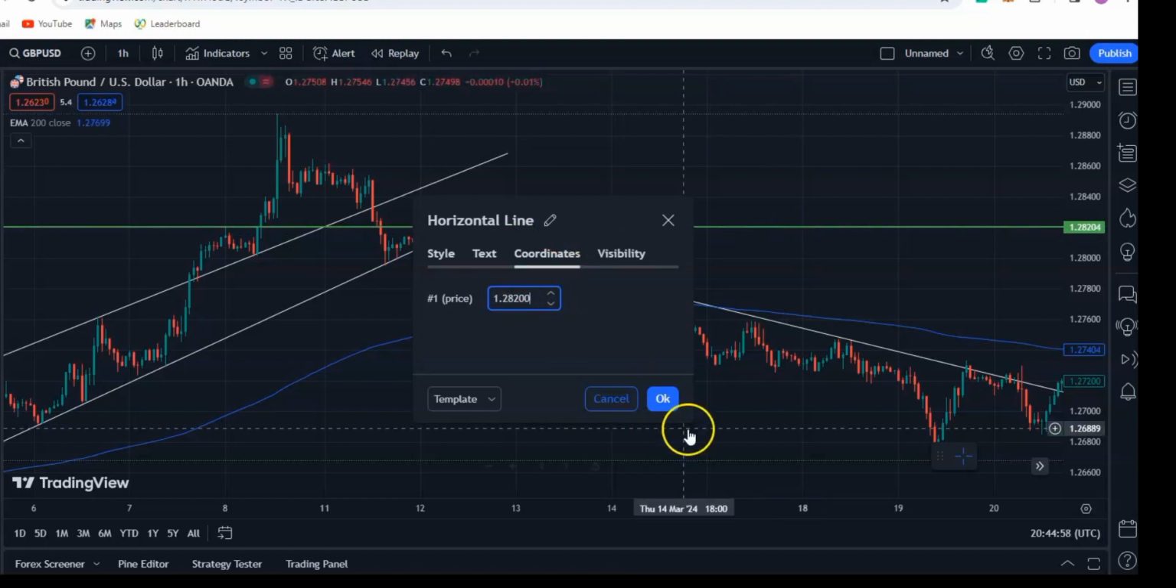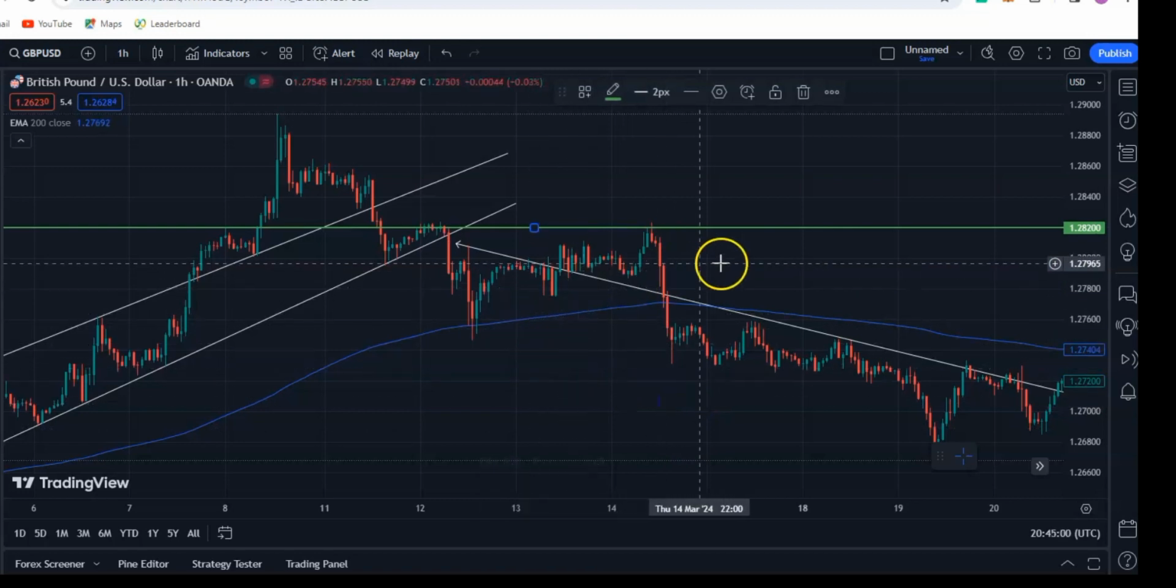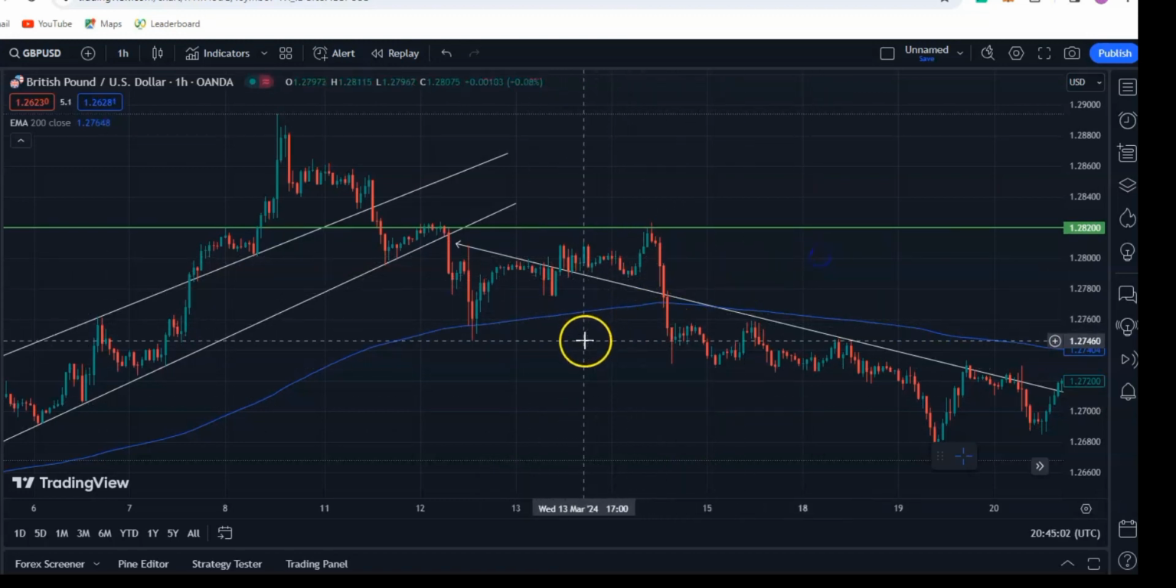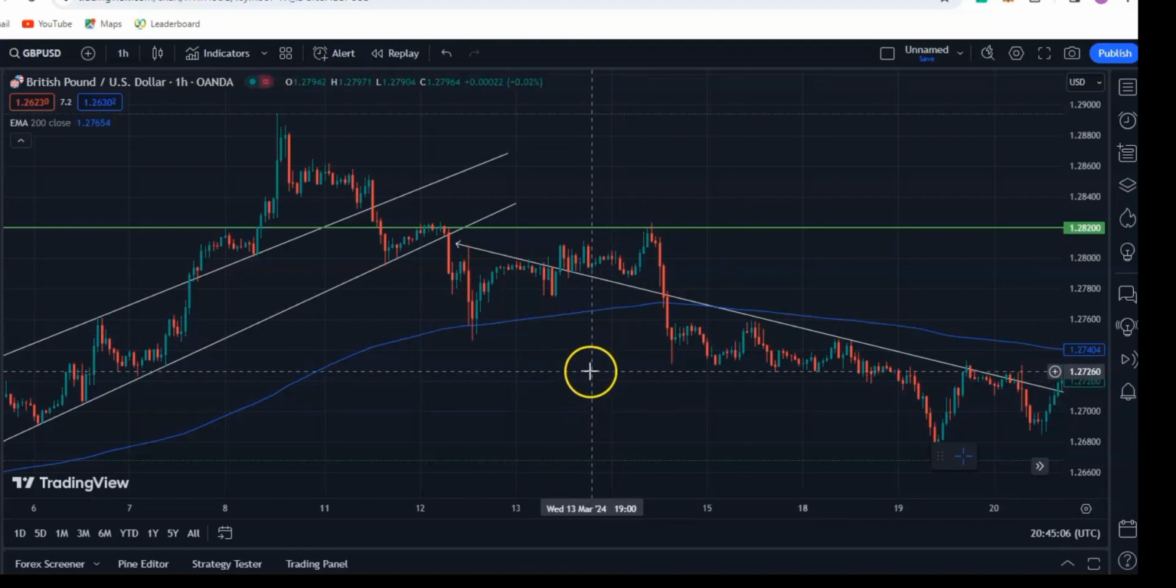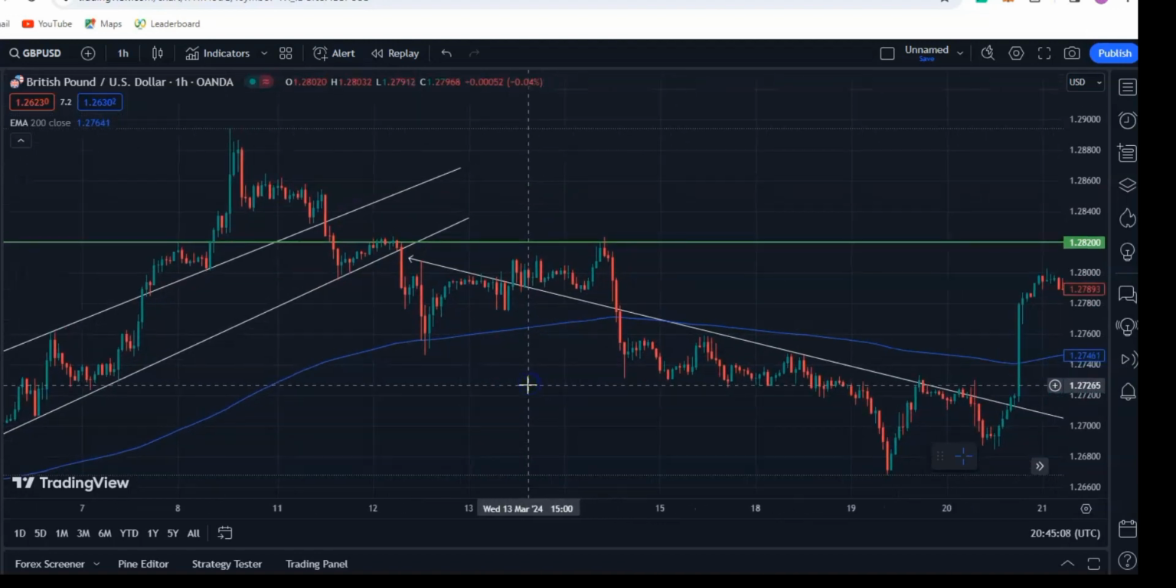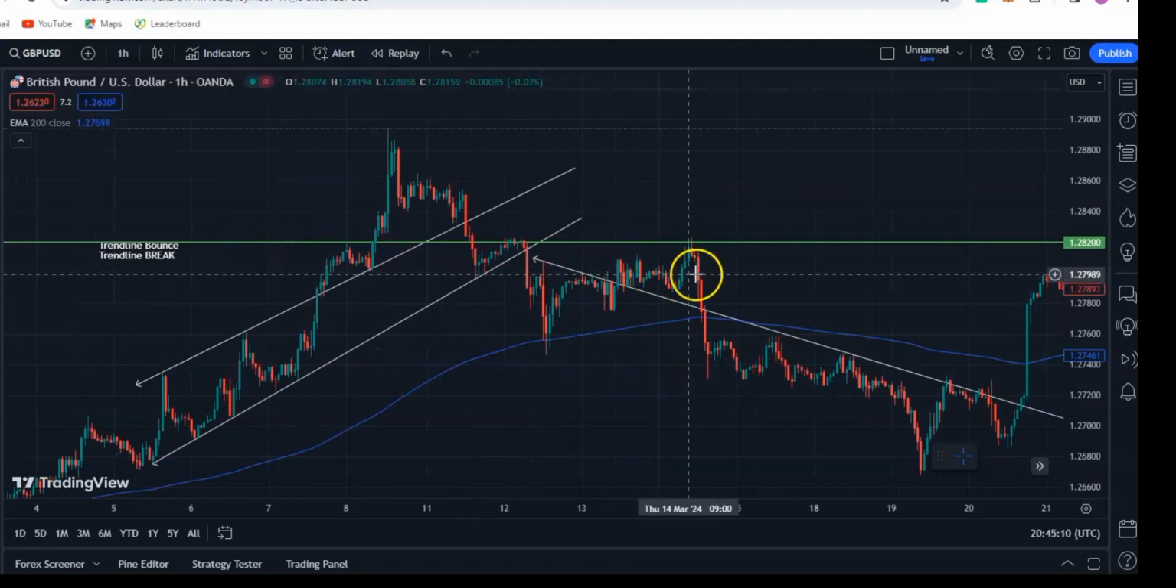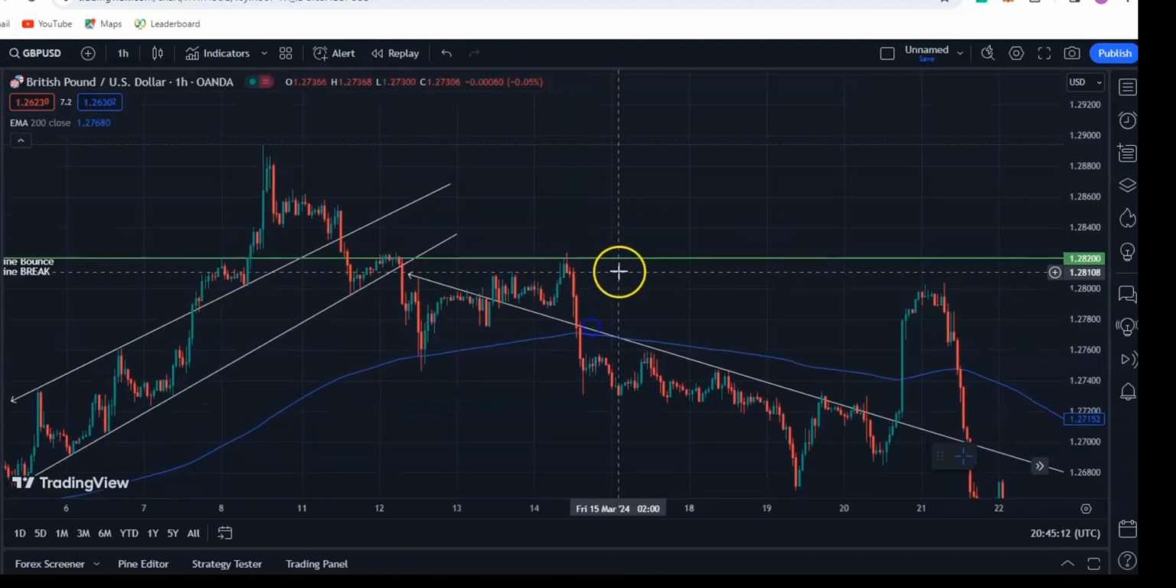Like I said, psychological level, support and resistance. If you work with psychological level, support and resistance, and trend line, you are going to become a pro. So that is why I want you to take all the videos seriously. Watch the support and resistance. Also make sure you understand this trend line.